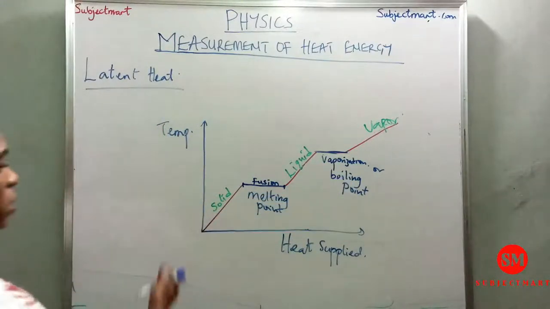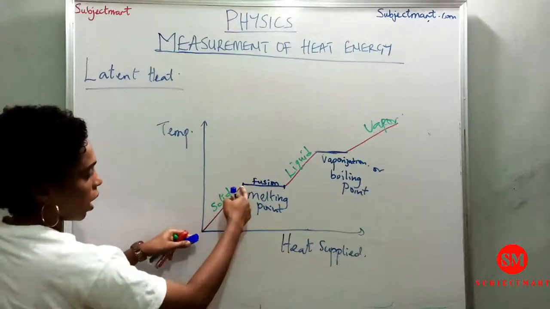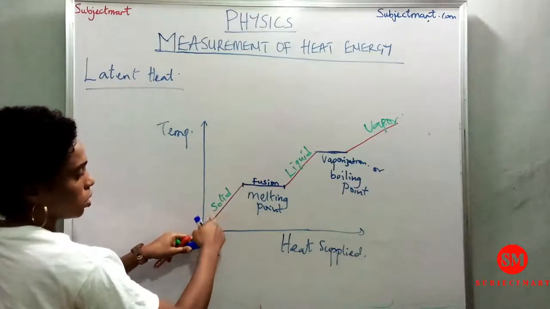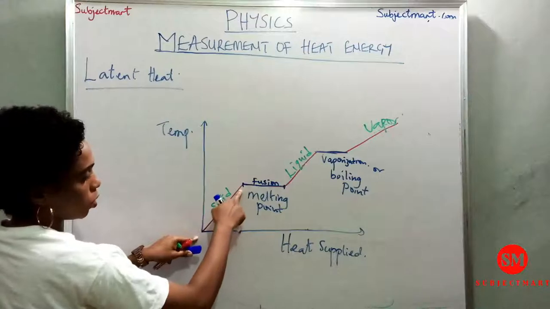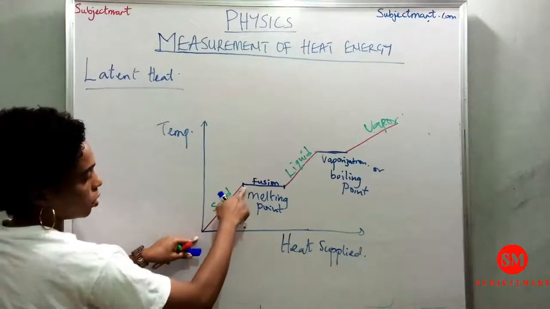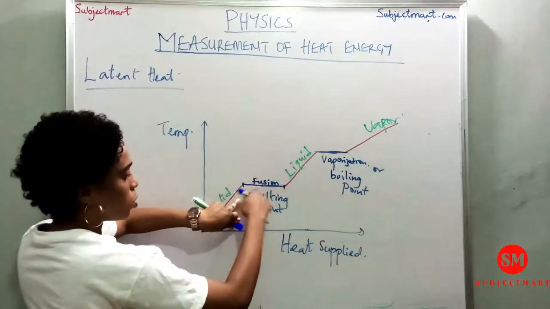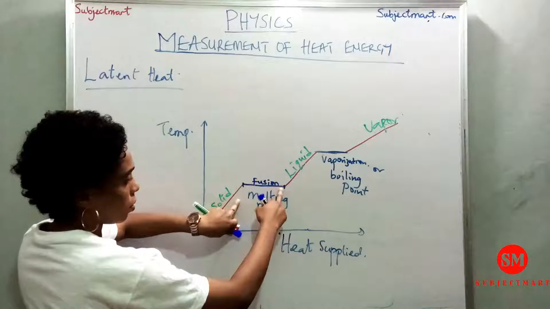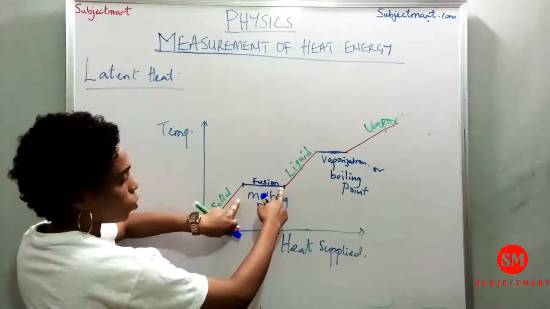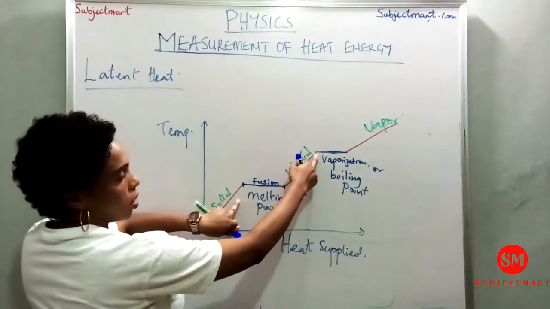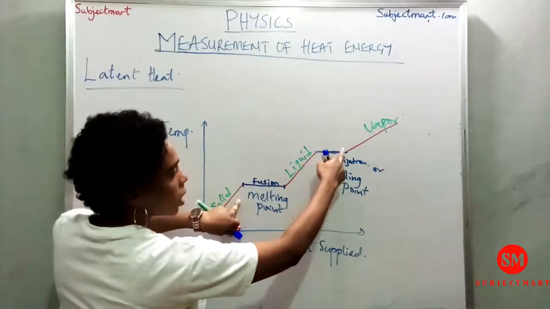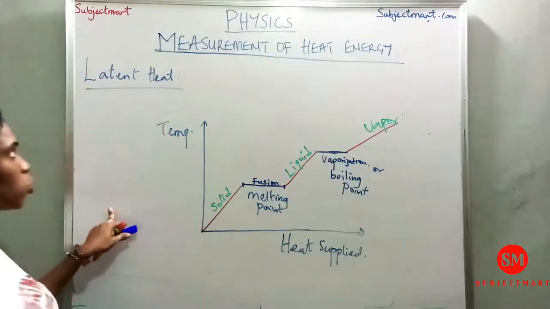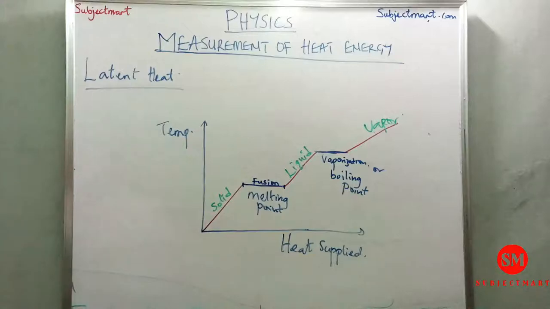So you can see that the temperature rises from here to here. This is a solid. It was increased in temperature. Now, when it's going to melt, the temperature here was constant. And then it changes to liquid. After which the temperature rises again, remains constant during boiling, and then it changes to vapor. So this is what the graph of latent heat looks like.